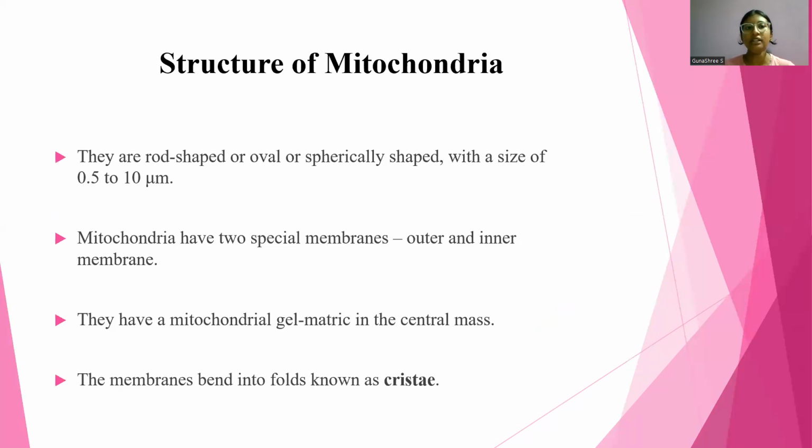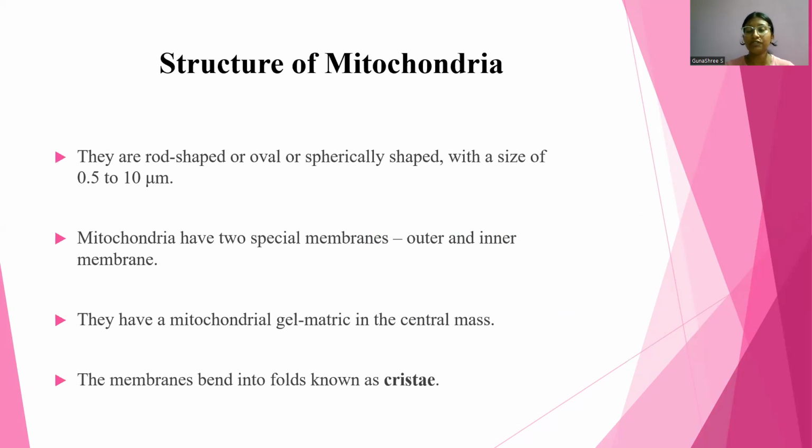Structure of mitochondria. These are rod-shaped, oval-shaped, or spherically shaped based on the function or the type of cell where they are present, having a size of 0.5 to 10 micrometers. They have two special membranes, the outer membrane and the inner membrane. They also have a mitochondrial gel matrix in the central mass.